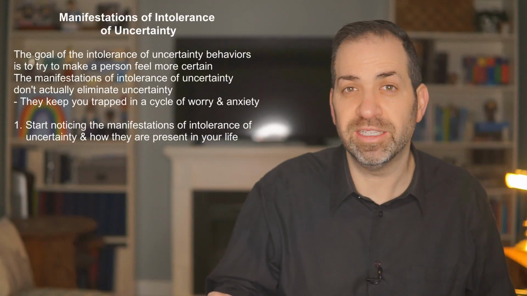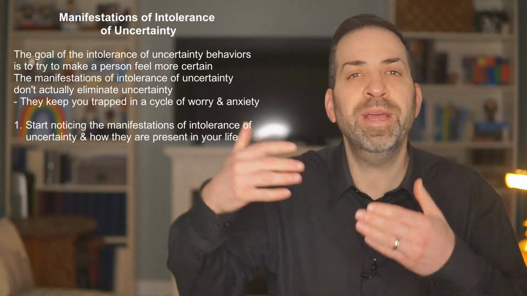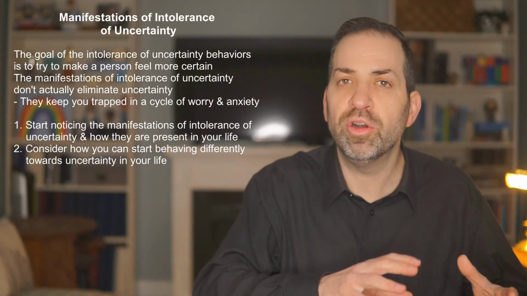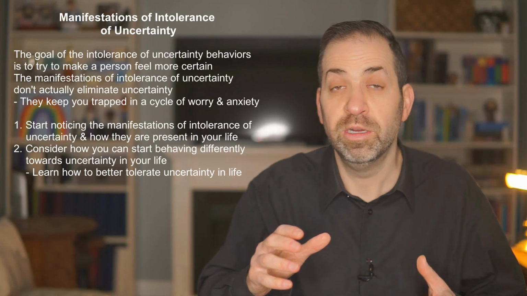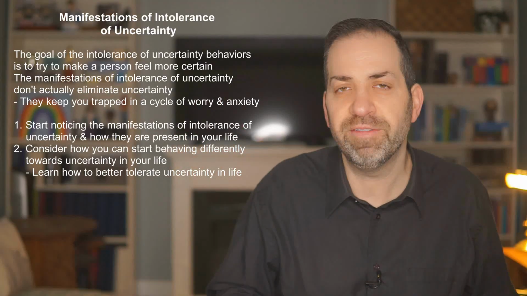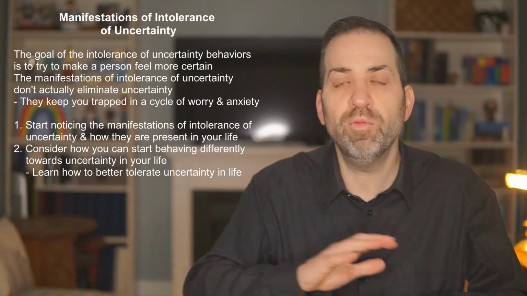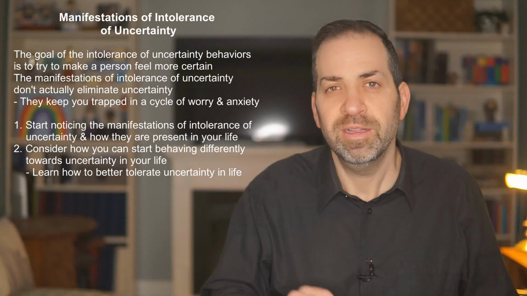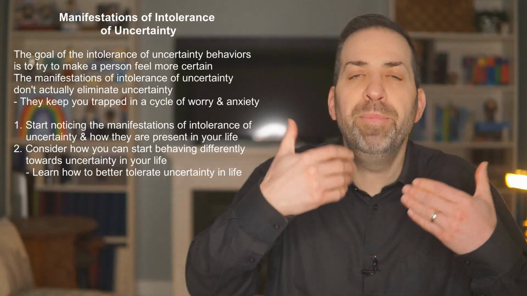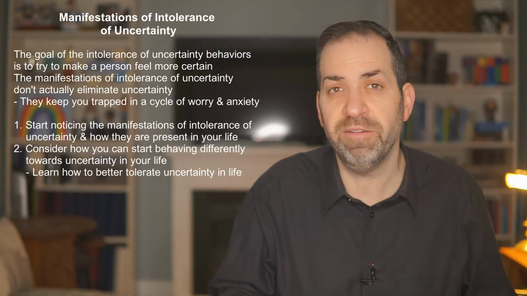And once you recognize the manifestations of intolerance of uncertainty, the next step is to think about how you can start behaving differently toward uncertainty. Instead of trying to eliminate it, how can you learn to tolerate it? So, for example, could you set a time limit for researching a decision and then commit to making a choice at the end of that time limit, even if it doesn't feel perfect? Could you send that email without reading it 5 times first? These types of small changes may feel uncomfortable at first, but over time, they help build your confidence and reduce the power that intolerance of uncertainty has in your life.